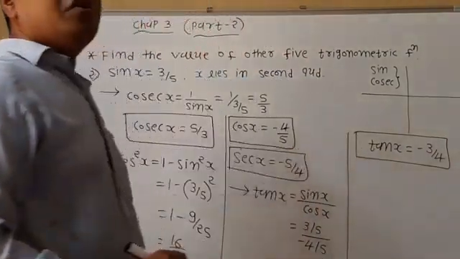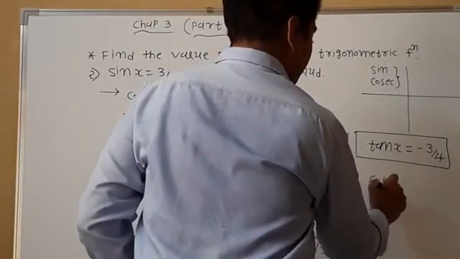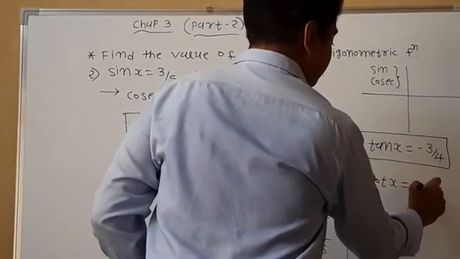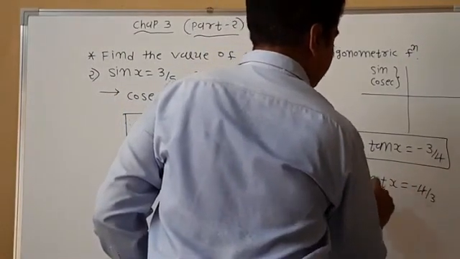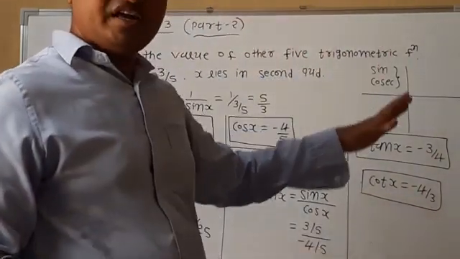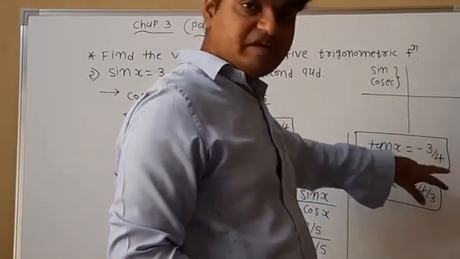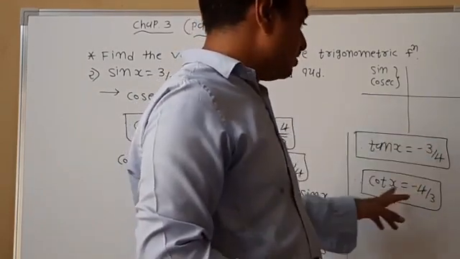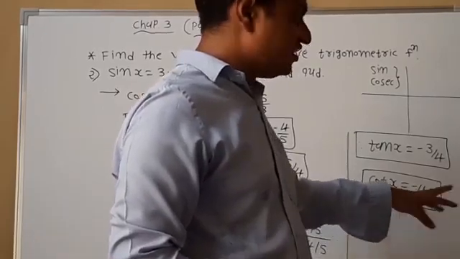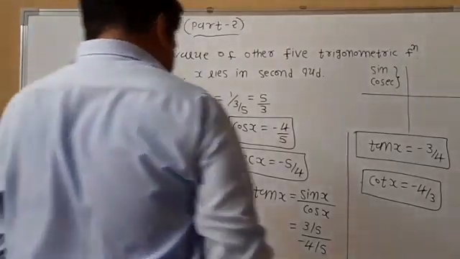Now this value is written in reverse order. So therefore cot x is equal to minus 4 by 3, because cot x is equal to 1 upon tan x, and the value of tan x is equal to minus 3 by 4. So written in reverse order, we get the value of cot x is equal to minus 4 by 3. Now next question.